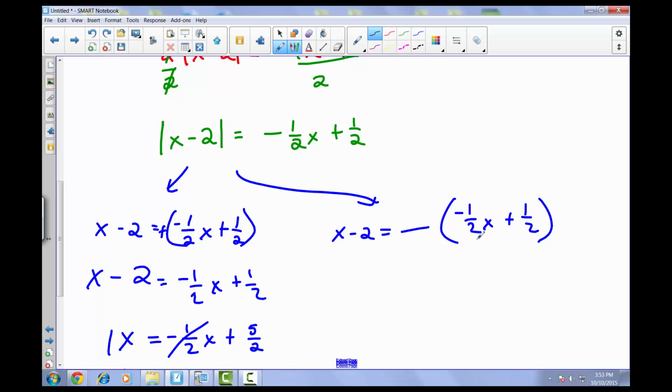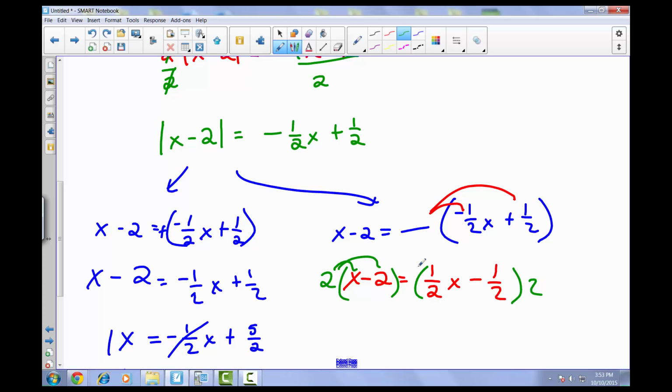Now for the right one, we're going to do pretty much the exact same set of steps. We only have a negative that we have to distribute first. So we have x minus 2 is equal to 1/2 x minus 1/2. You could even multiply 2 right here if you really wanted to. It doesn't matter. In fact, let's just go ahead and do that. Let's multiply both sides by 2. Kind of clear that fraction.